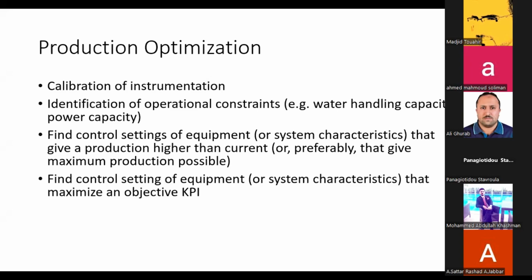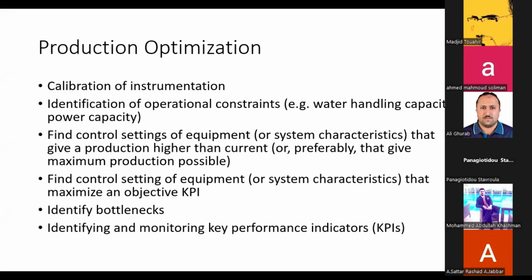So it's defining the control setting of the equipment or system characteristics that gives production higher than the current. This is the right definition of production optimization in the industry. So we have to identify the bottlenecks that we have. This is the most common workflow related to optimization in the industry. We also have to identify the monitoring key performance indicator.